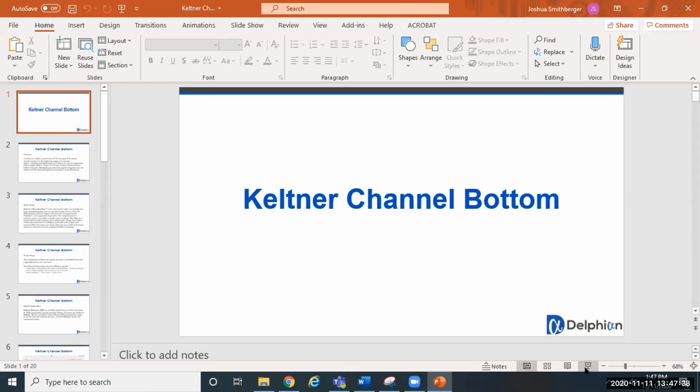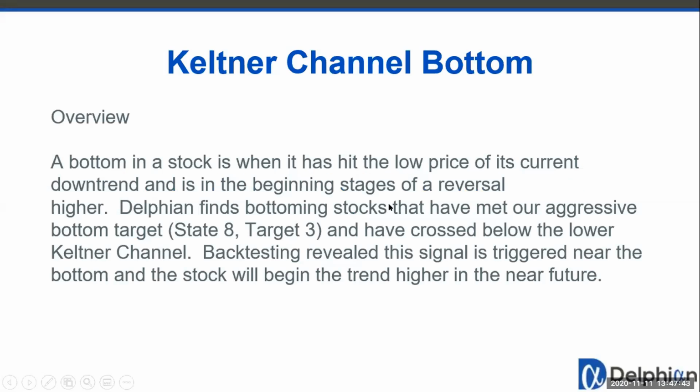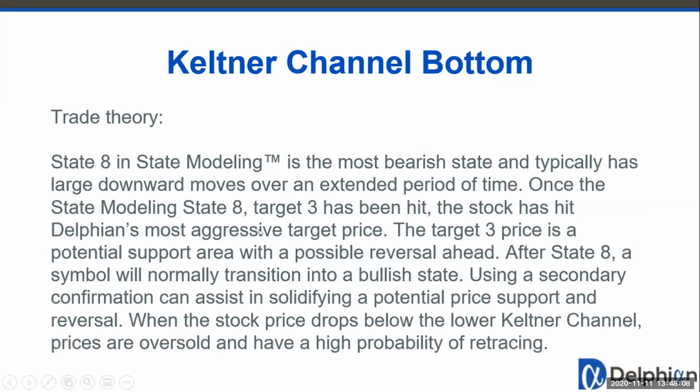So we have 3 Keltner channel ones. And as you can see here, all of these studies incorporate our modeling algorithm and an additional indicator or 2. Some have multiples. So this one, we're also looking at state 8, target 3. So that aggressive target has been met to the downside, and it also crossed below the lower Keltner channel. Now, not everyone understands what a Keltner is, so I'll go through and explain it.